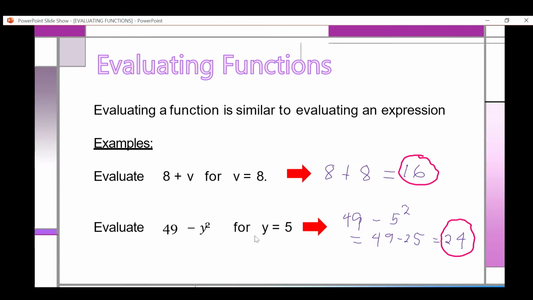So let's try another one. Evaluate 49 minus y squared for y equals 5. Just substitute the value of y into the expression. So we have 49 minus 5 squared equals, so simplifying, 5 squared is 25. Subtracting, we will get 24.